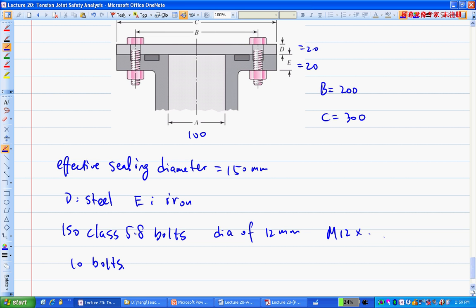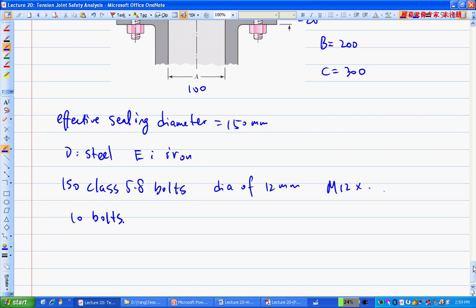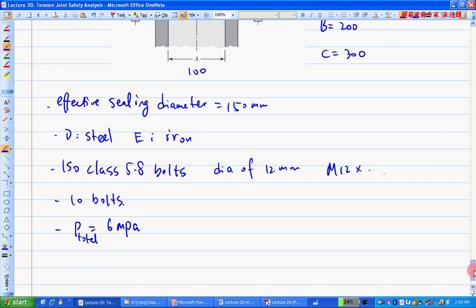And the pressure, capital P. So basically this is the P total, right? The total pressure in the vessel is 6 megapascal. We want to calculate the load factor and a separation factor, just for illustration. So what do we need first?